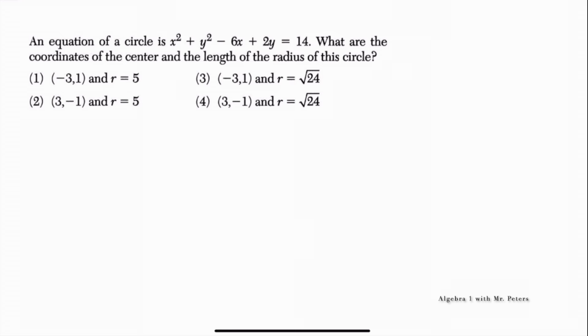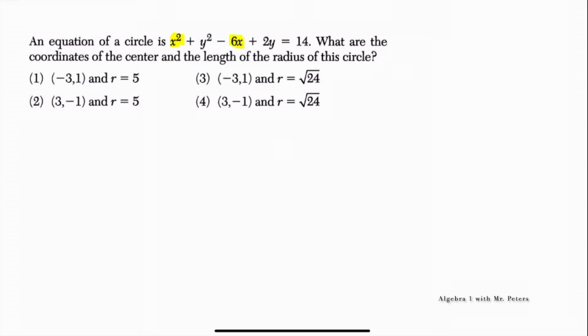They tell us that the equation of a circle is x squared plus y squared minus 6x plus 2y is equal to 14. And they want us to determine the coordinates of the center and the length of the radius of this circle. So just remember that we have to rearrange this.